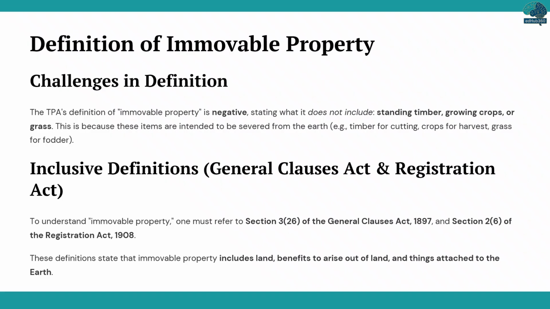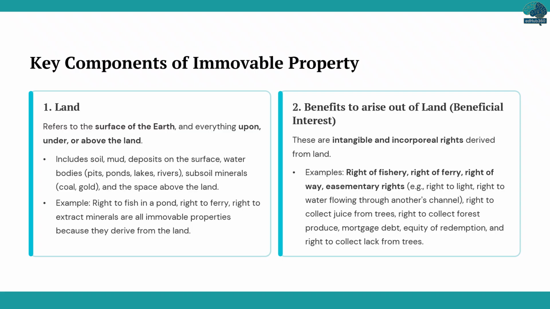To get an inclusive understanding, we refer to the General Clauses Act and the Registration Act, which broadly define immovable property to include land, benefits arising from land, and things attached to the earth. Let's break down these key components of immovable property further. Firstly, land refers to the Earth's surface, including everything above or below it, like soil, water bodies, subsoil minerals, and the airspace above. Rights derived from land, such as fishing or mining rights, are considered immovable property.